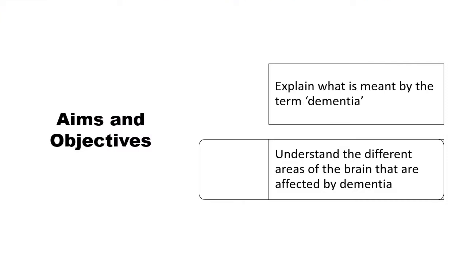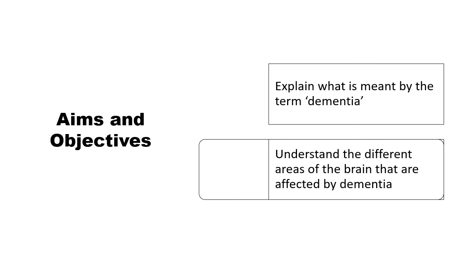So your aims and objectives of the session today are to explain what is meant by the term dementia and to understand the different areas of the brain that are affected by dementia. Because we're now working towards a Level 2 qualification, you are going to have to write considerably more than you have been writing for your Level 1 work. When we're looking at what is meant by the term dementia, we can't just summarise that in one sentence. We're looking at all the different angles of what dementia actually means.